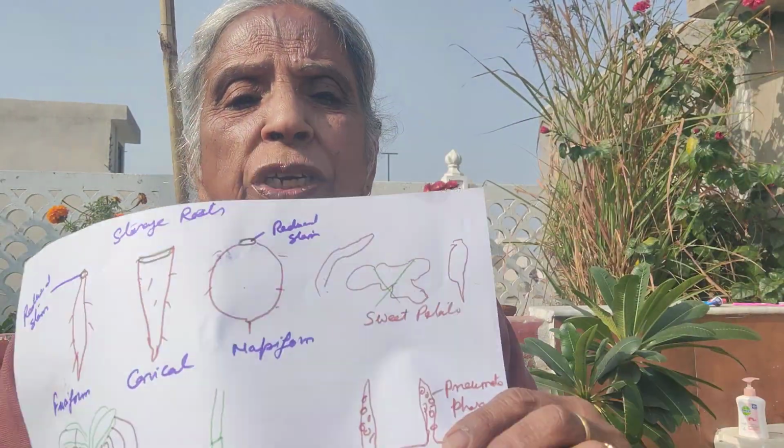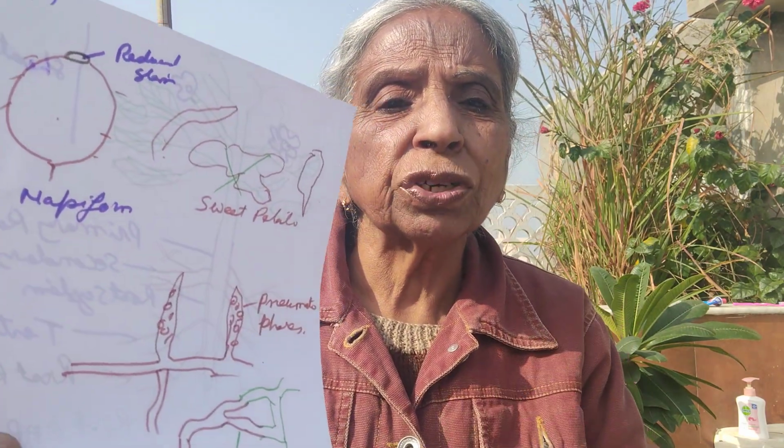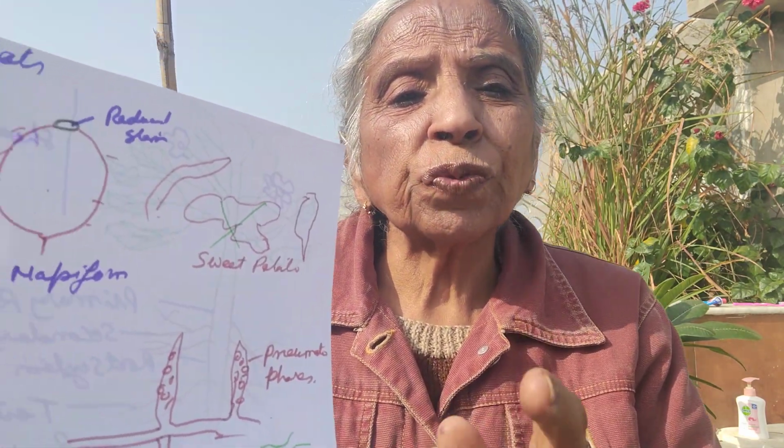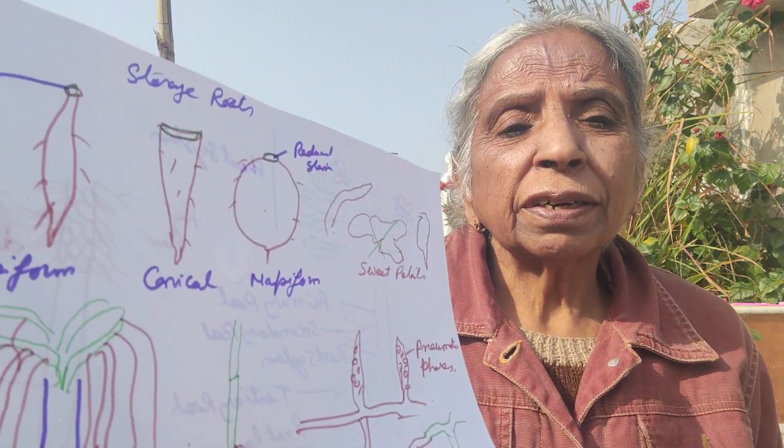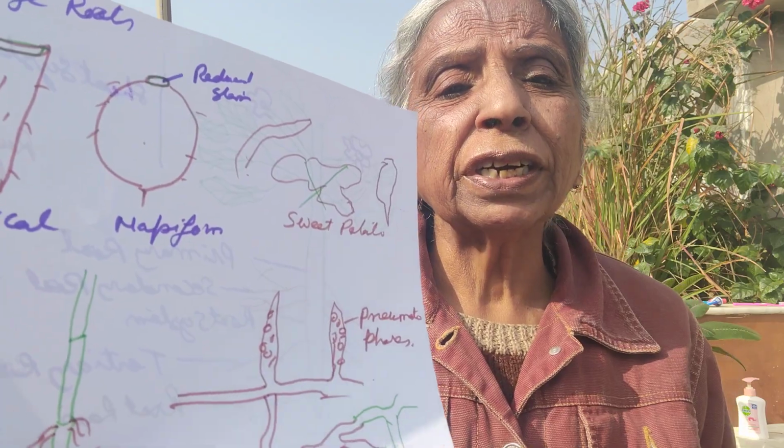Then haustorial roots, or parasitic roots. In case of cuscuta, the roots branch and rebranch and enter into the stem or the root of the host plant to absorb ready-made food material, and such roots are called haustorial roots or parasitic roots, as in case of cuscuta. So this is all about the modification of the roots.